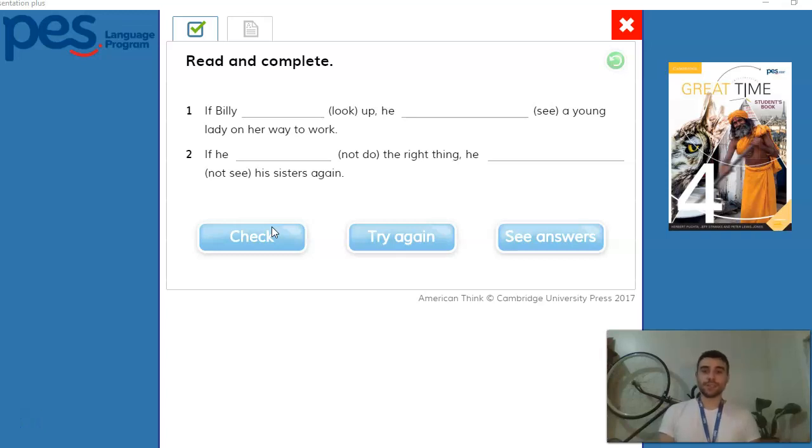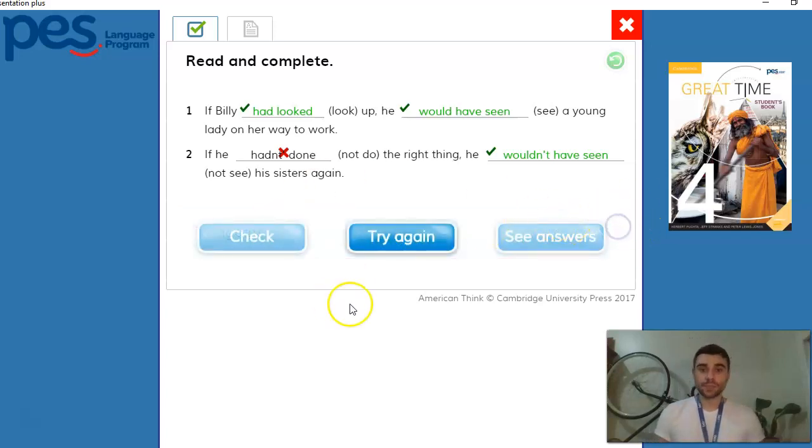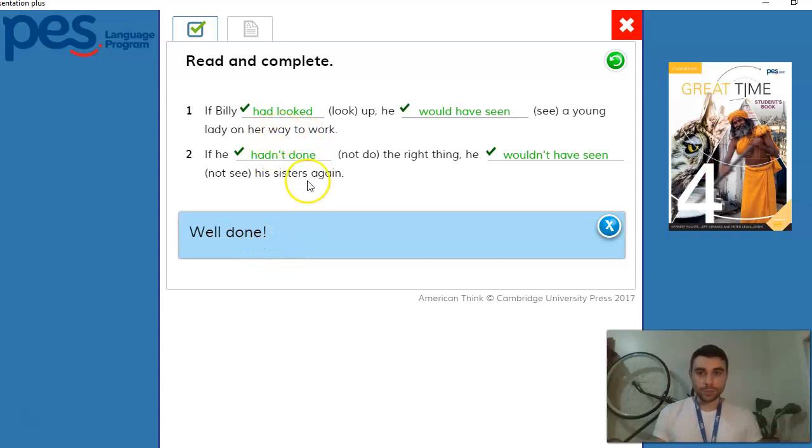So, could you find the sentences? Let's complete them and see if you got them right, okay? So the first one is, if Billy had looked up, he would have seen a young lady on her way to work, okay? And number two, if he hadn't done the right thing, he wouldn't have seen his sisters again. Let's check. What? Oh, yeah. Now I got it. Hadn't done, hadn't done the right thing. Now it's correct. The problem was in the apostrophe.